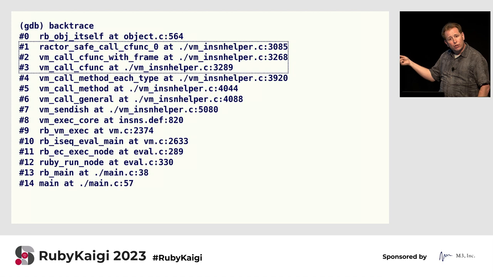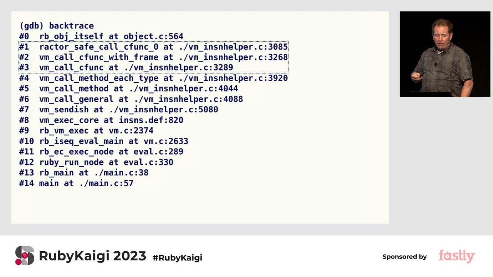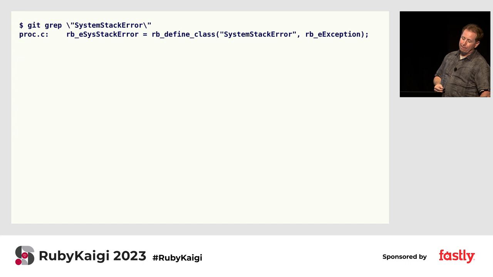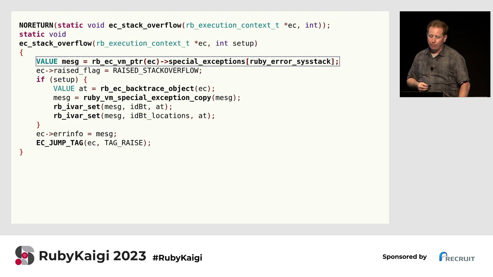And while this is helpful, it would be best if we could see exactly where the system stack error is being raised. So we can start by grepping to see where system stack error is defined. And it's always nice when you only get a single result back. After a few more greps to gather information, we end up looking inside the virtual machine code, looking at the line highlighted. Now there is one indication that this is what we are looking for, and that's the function name, which contains the words stack overflow.